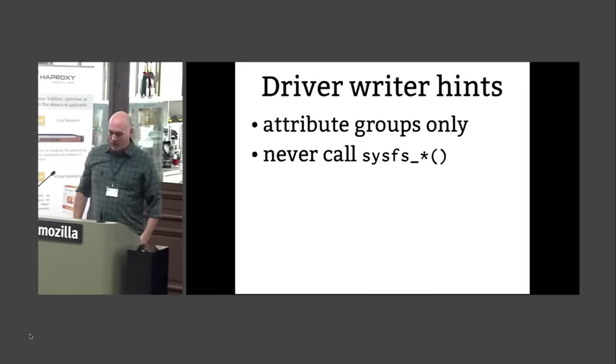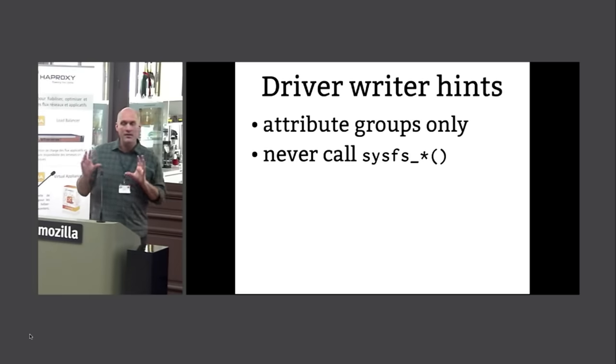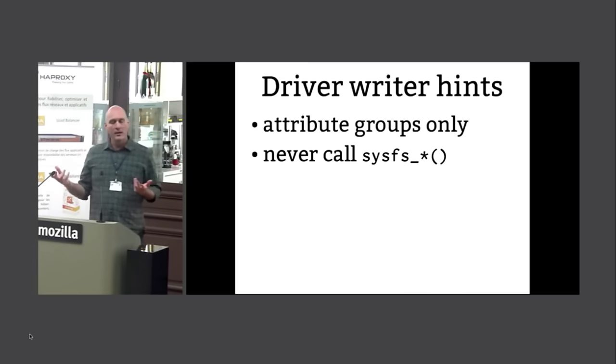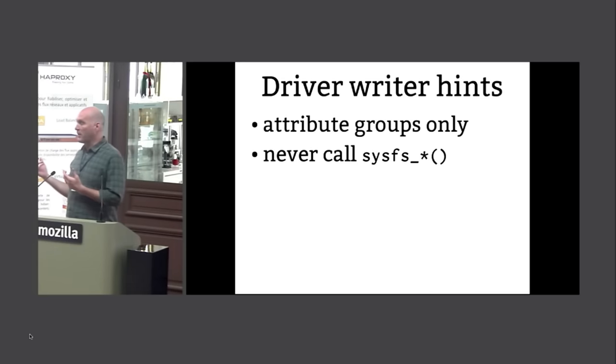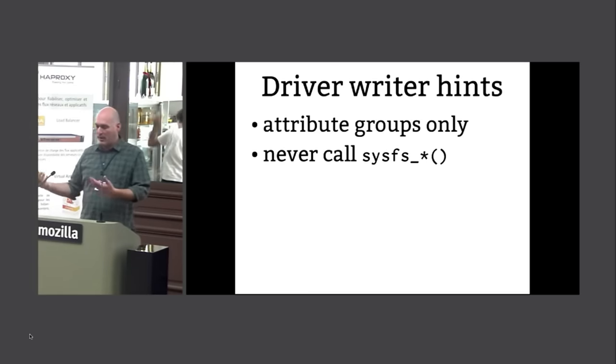All right, here's some things. If you are a driver writer, now you can wake back up. Use attribute groups only. If you ever call a sysfs function, you're doing something wrong, with one exception. Attribute groups and files can change dynamically, and batteries are a great example. A battery has a file that says how much power is currently coming from your battery.